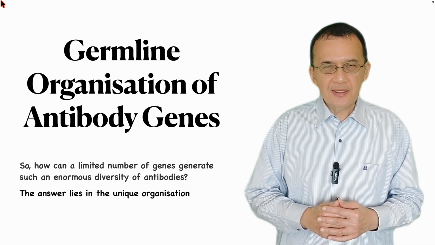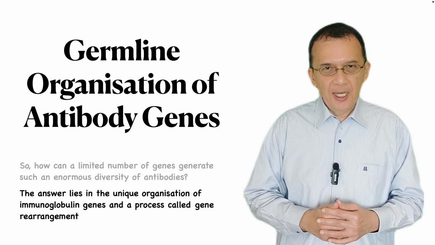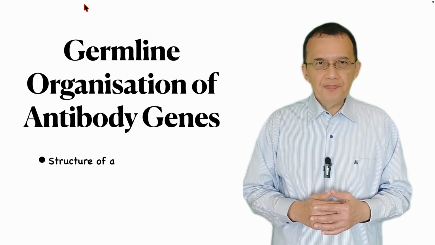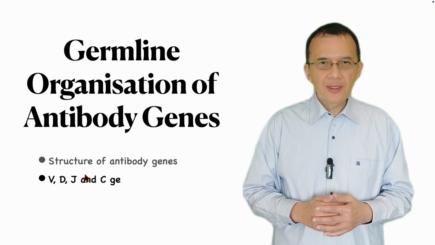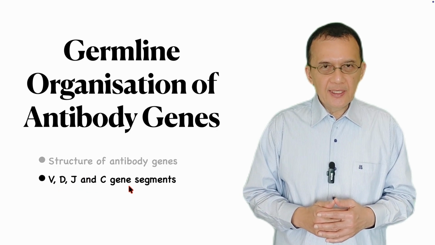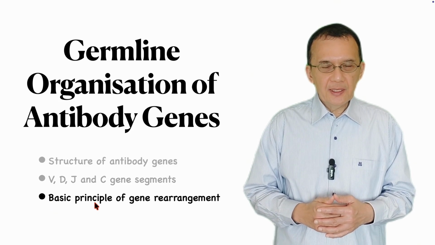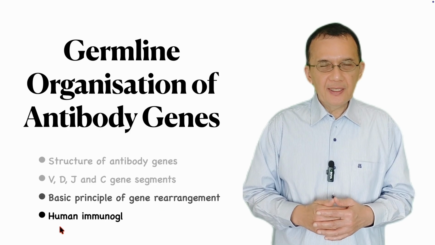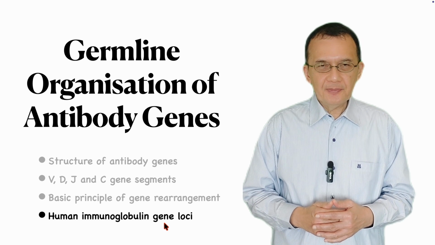The answer lies in a unique organization of immunoglobulin genes and a process called gene rearrangement. So in this video, we'll first look at the structure of antibody genes. Second, we'll look at VDJ and C gene segments. And third, we look at the basic principles of gene rearrangement. And finally, we are going to look at human immunoglobulin gene loci.